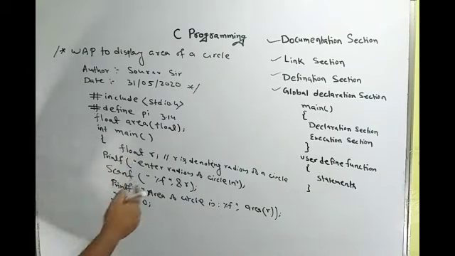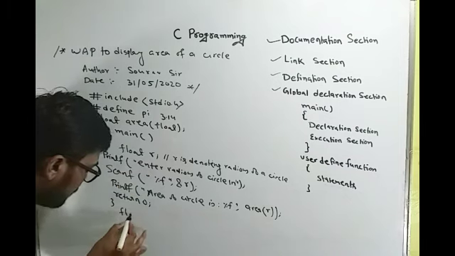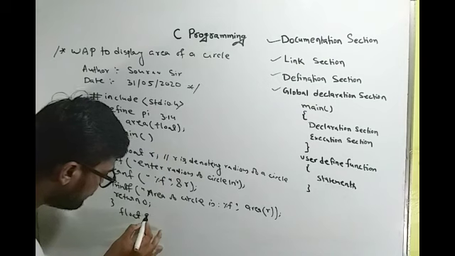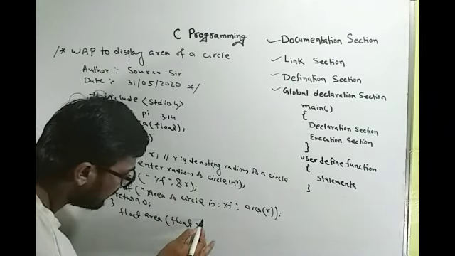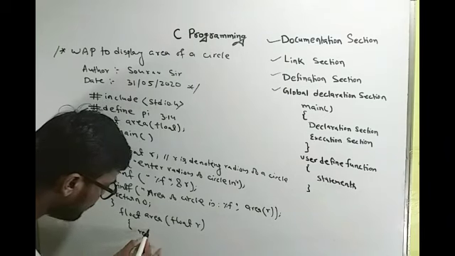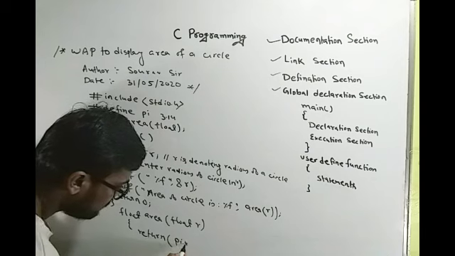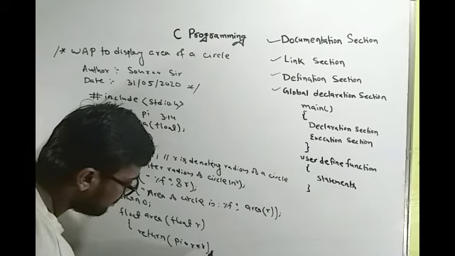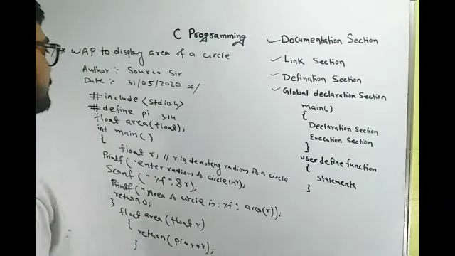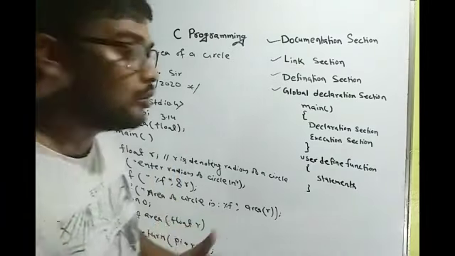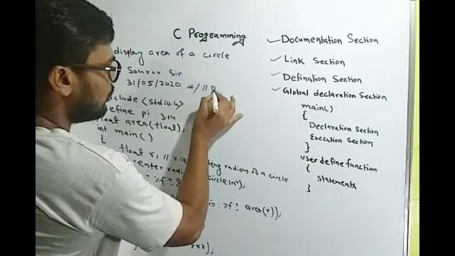And next we define the function. For that purpose we use float area, float r, and here we return pi star r star r. That returns from the function.